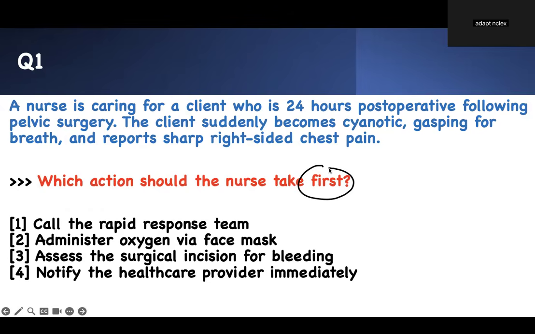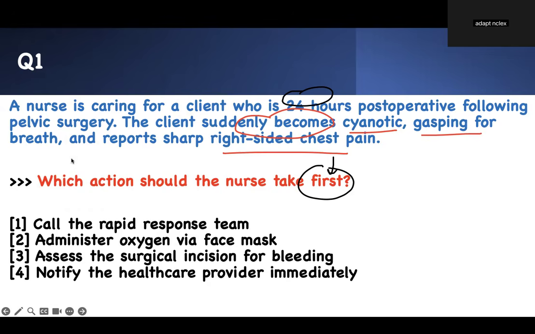This is the way I approach the question. I go for the buzzwords. I see first is key, right? Then I look at the rest of the answer choices. And the question is, a nurse is caring for a client 24 hours after surgery. All of a sudden, sudden onset of cyanosis. The patient is getting blue, gasping for air, and then has right-sided chest pain.